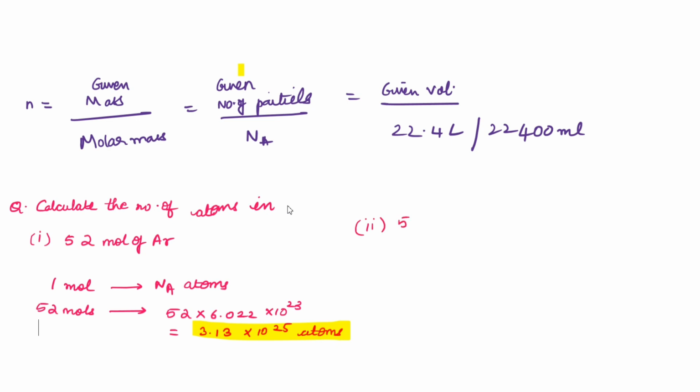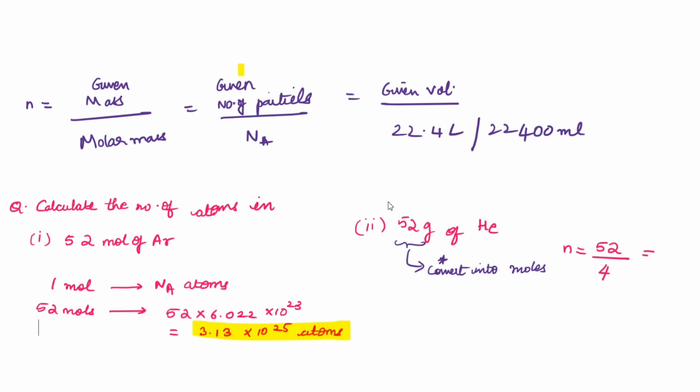Second subdivision is 52 grams of helium. In the first question we had 52 moles, but here it's given in terms of grams. So the first step is to convert it into number of moles. Number of moles is given weight 52 by the atomic weight of helium, that is 4, which gives us 13.